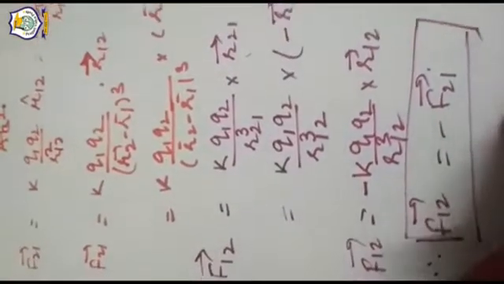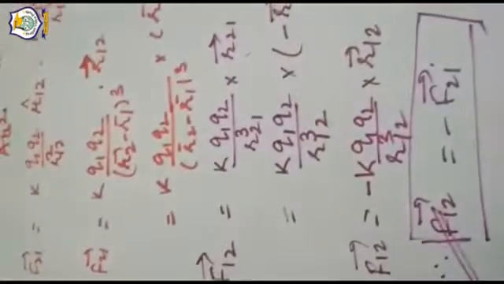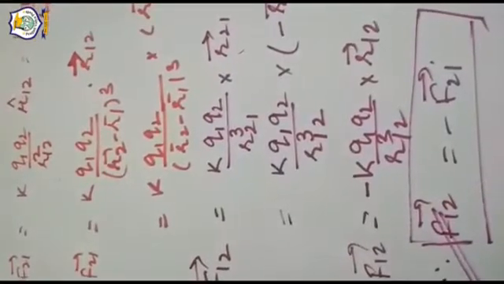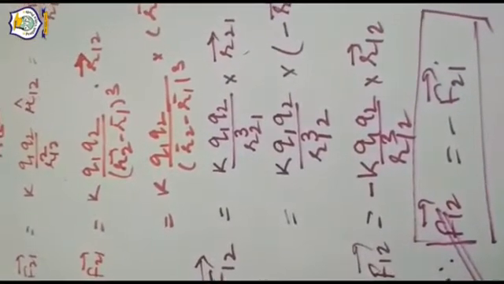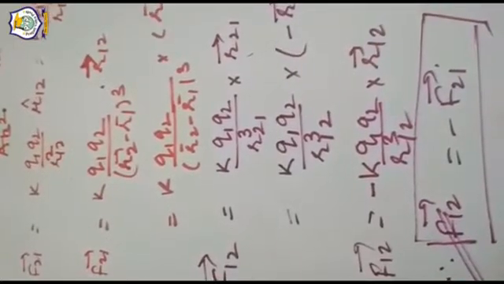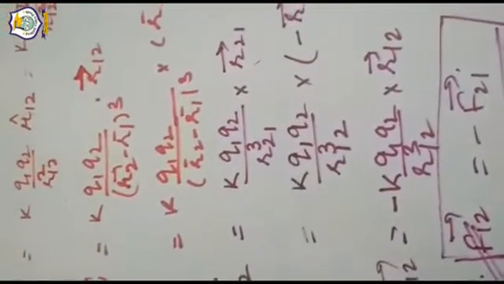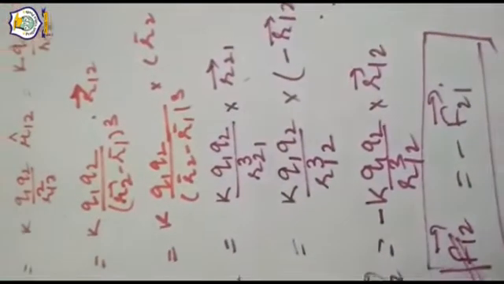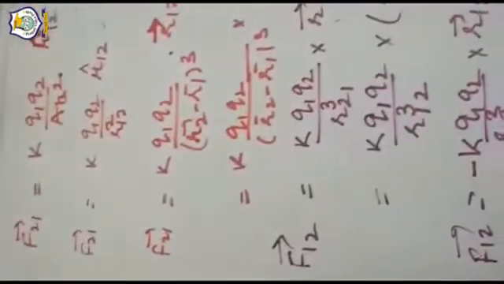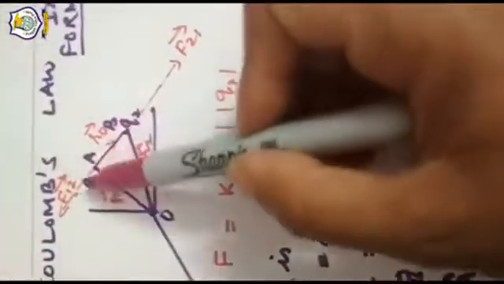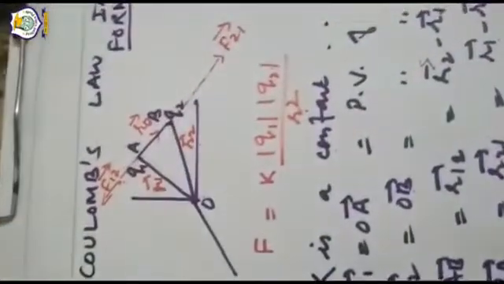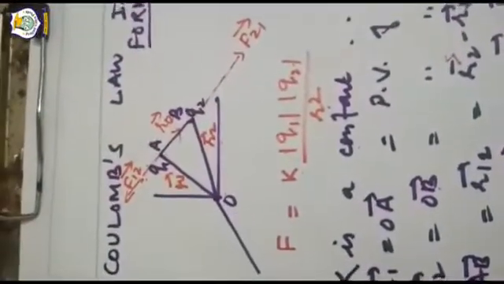This is the proof of vector form of Coulomb's law. Now from this last formula, what can we conclude? We can conclude the characteristics of Coulomb's force. First of all, look at the diagram. This is called a central force. Why? Because it acts along the line joining the centers of the two bodies.